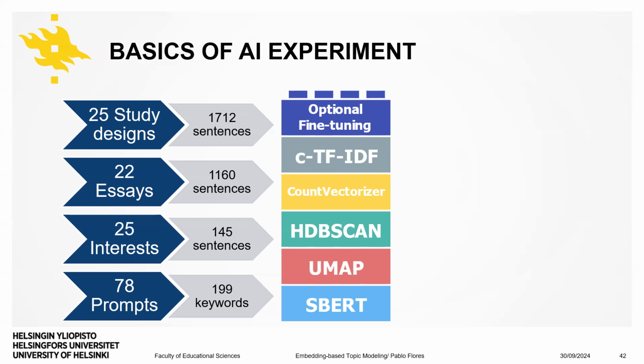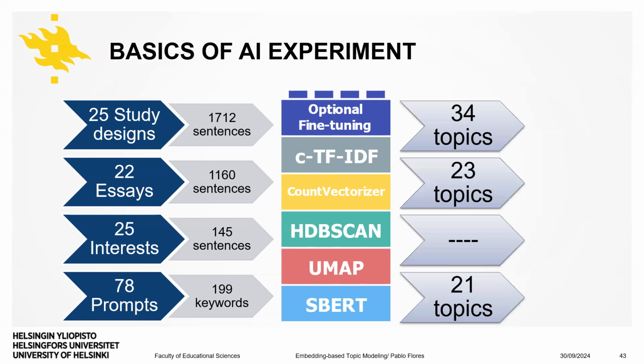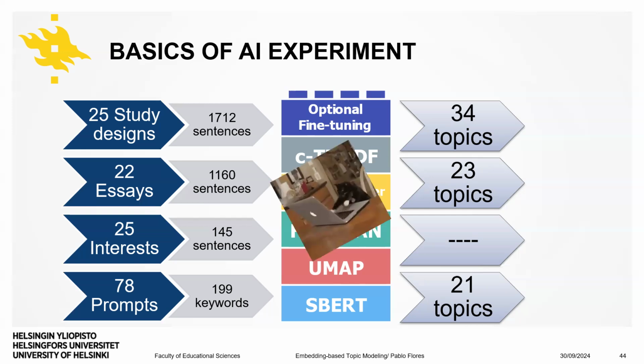In the output, I got 34 topics for the study assigns, 23 topics for the essays. I could not identify any topics in the interests, and 21 topics in the keywords. And I want to show mostly my process here between this and this, because I think that is mostly why we're here. It was very interesting for me to handle this algorithm, which I don't specialize in, so I was learning on the go.